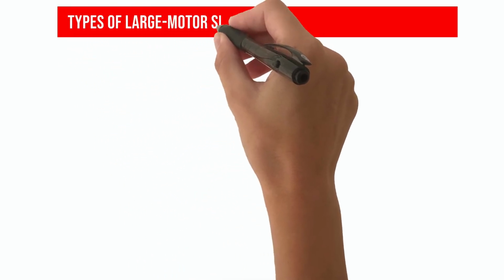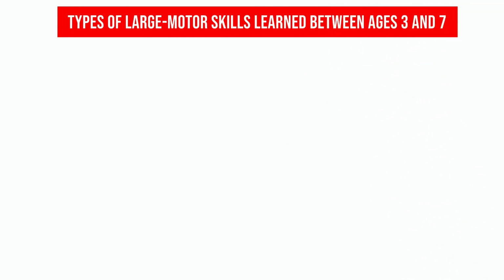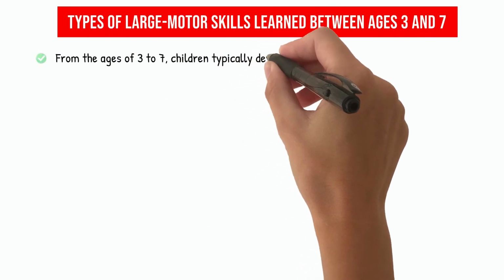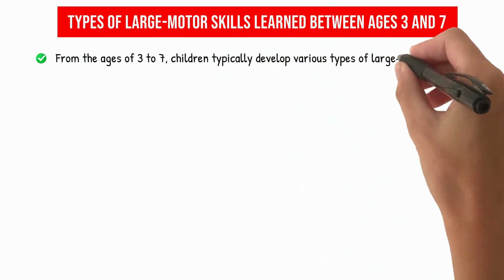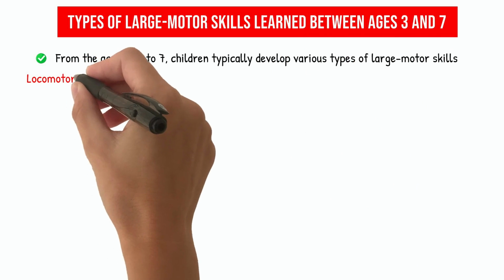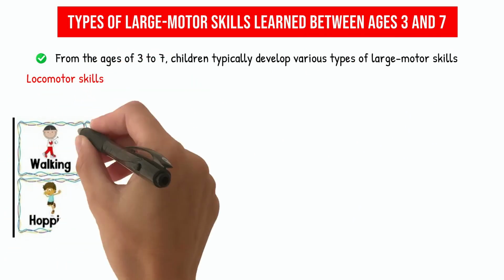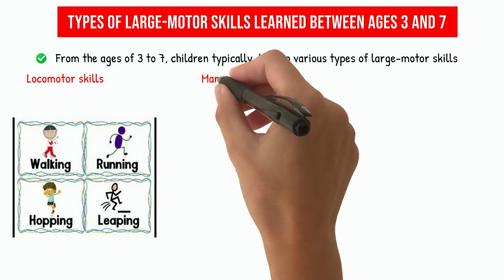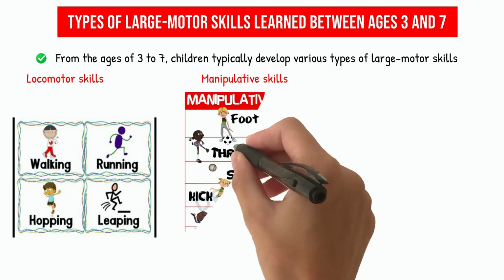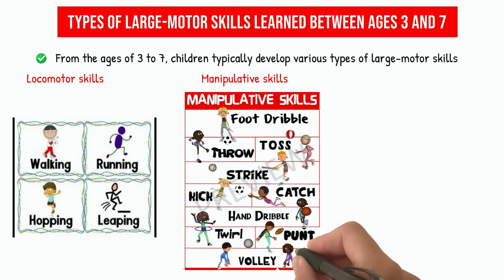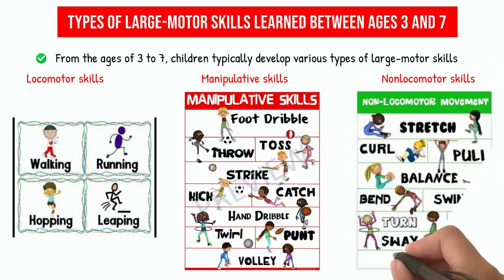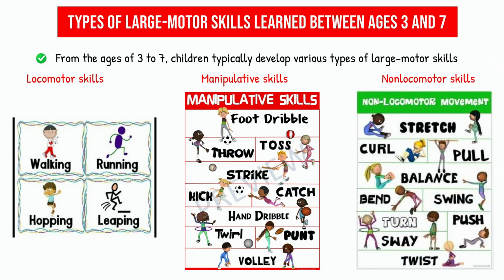Types of large motor skills learned between ages 3 and 7. From the ages of 3 to 7, children typically develop various types of large motor skills, which can be categorized into 3 main groups. Locomotor skills, which involve the ability to move from one place to another, such as running, jumping, and hopping. Manipulative skills, which require the use of small muscles in the hands and feet, such as catching and throwing a ball or using scissors. Non-locomotor skills, which involve movements that do not require changing position, such as bending, stretching, and twisting.